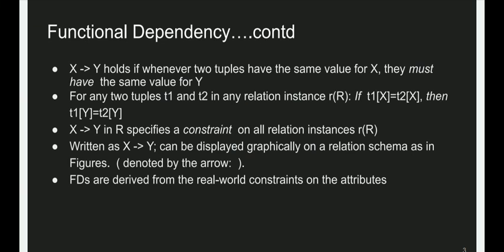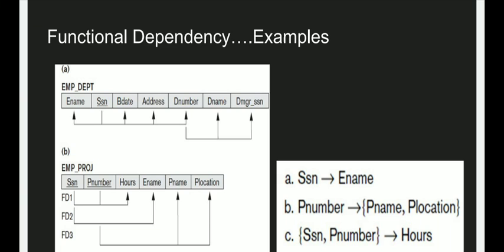As said earlier, X determines Y in R specifies a constraint. An FD is a constraint on R or relation instance R. There can also be drawn as a figure. Generally, FDs are derived from real world constraints on attributes. Now we will move on to an example.